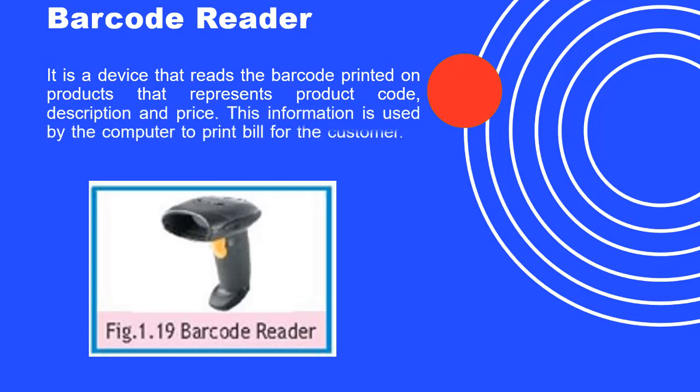Barcode reader. It is a device that reads the barcode printed on products that represent product code, description, and price. This information is used by the computer to print bills for the customer. A barcode reader is shown in Fig. 1.19.